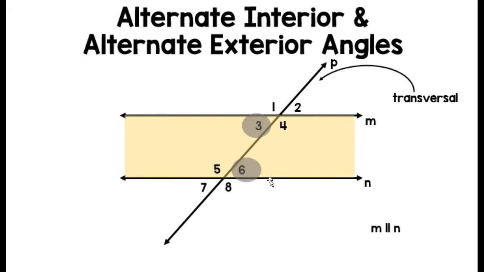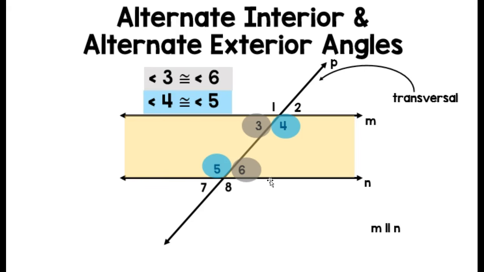So now we're going to move to the inside. So we're going to talk about alternate interior angles. Angle 3 and angle 6. They're both on the interior of these two parallel lines. They are across from each other on different sides of the transversal, and different parallel lines form them. So this means they're going to be called alternate interior angles, and they're congruent to one another. Angle 3 is congruent, or has the same measure, to angle 6.